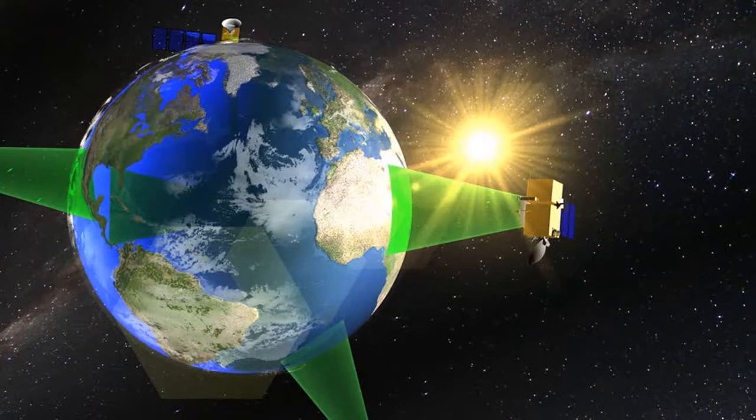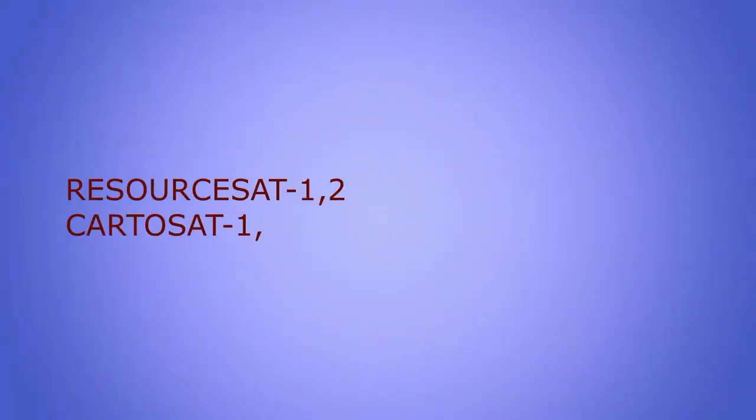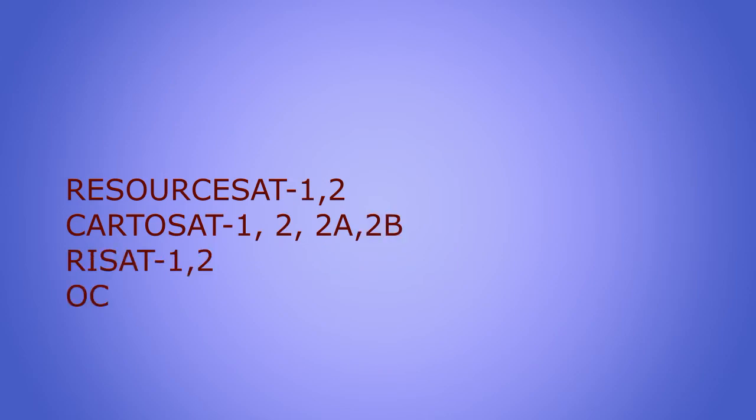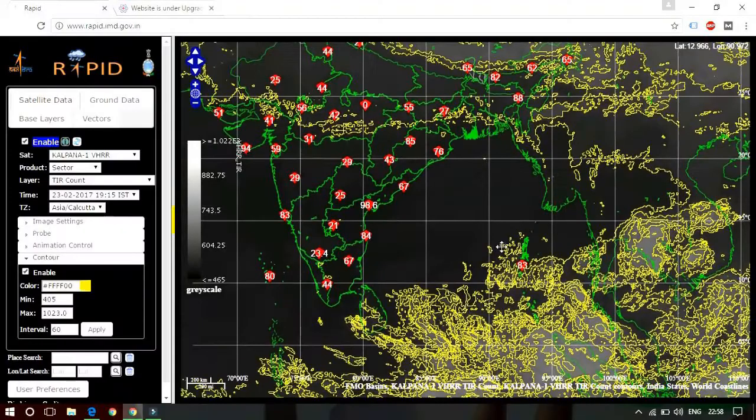India has one of the largest constellations of remote sensing satellites in operation. Currently, 11 operational satellites are in orbit: ResourceSat-1 and 2, Cartosat-1, 2, 2A, and 2B, RISAT-1 and 2, OceanSat-2, Megha-Tropiques, and SARAL. The data from these satellites are used for several applications covering agriculture, water resources, urban planning, rural development, mineral prospecting, environment, forestry, ocean resources, and disaster management.